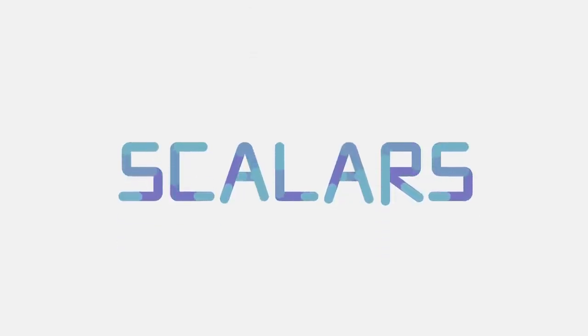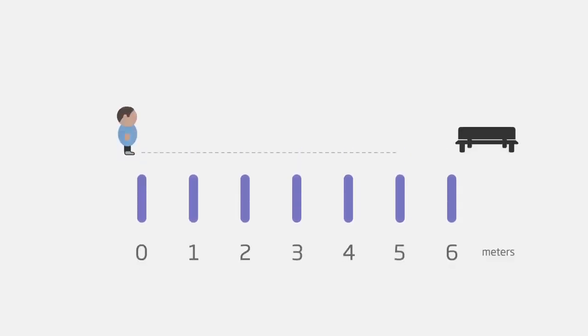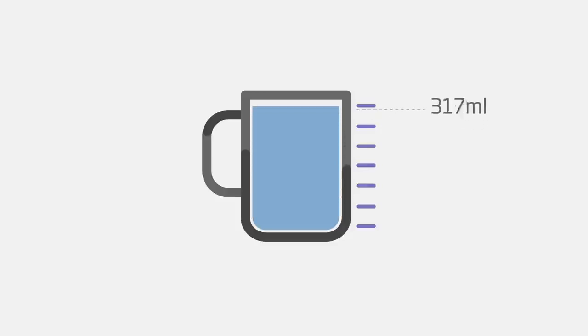A scalar is a quantity with magnitude. It tells us how much of something there is. The distance between you and a bench, and the volume and temperature of the beverage in your cup are all described by scalars. Vector quantities also have a magnitude, plus an extra piece of information: direction.